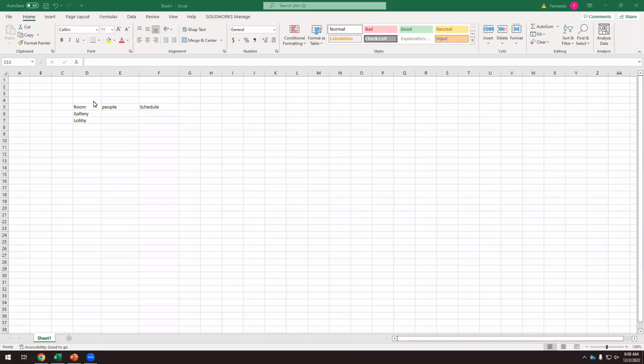So the first thing we have to do is a list of rooms, the number of people that we have in each room, and then we need a schedule of that room. Well, the schedule I can tell you right now. If you go to that building at the opening time, the number of people is 0 or 1. The person that opened the building.